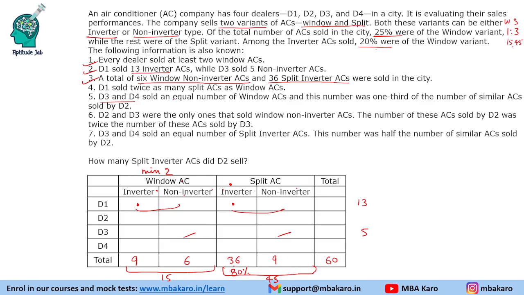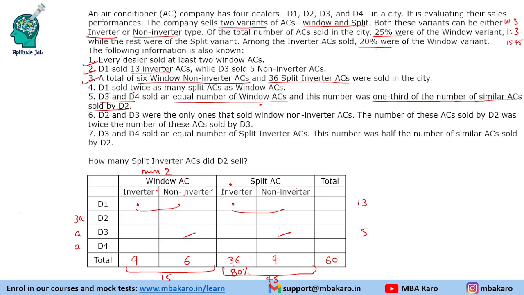D3 and D4 sold an equal number of window ACs, and this number was 1/3 of the number of similar ACs sold by D2. What is similar ACs? That is window AC. Okay. So window AC, if we talk about D3 and D4, that is same. So let us say they sold a number of window ACs. D3 also sells a number of window ACs. This is 1/3 of similar ACs sold by D2. So D2 sold 3A window ACs. We'll soon figure out the value of A also.